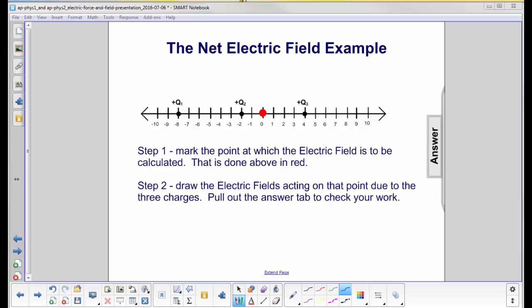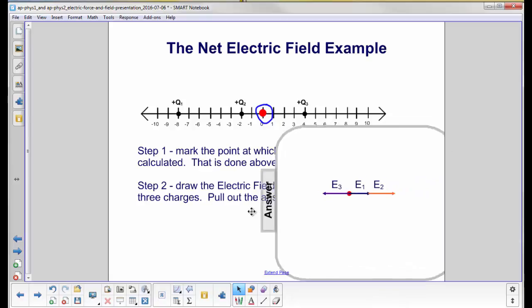Step 1. Mark the point at which the electric field is to be calculated. Well, we've already done that. That's at point x equals 0. Step 2. Draw the electric fields acting on that point due to the three charges. Pull out the answer tab over here when you're ready to check your work. So pause the video if you'd like, and we'll be right back.